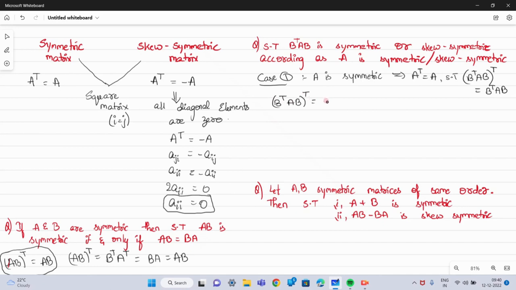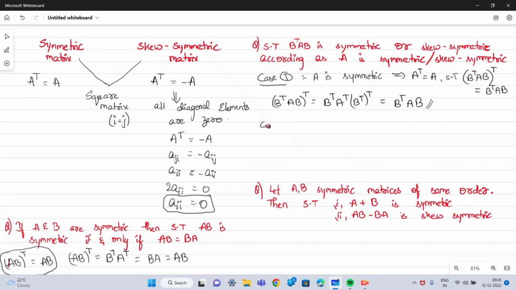According to the reversal law, we can write it as B transpose A transpose B transpose of whole transpose. Now, let's write B transpose as B transpose itself, A transpose as A because A is symmetric, and this whole transpose becomes just B. Hence, we have shown this.